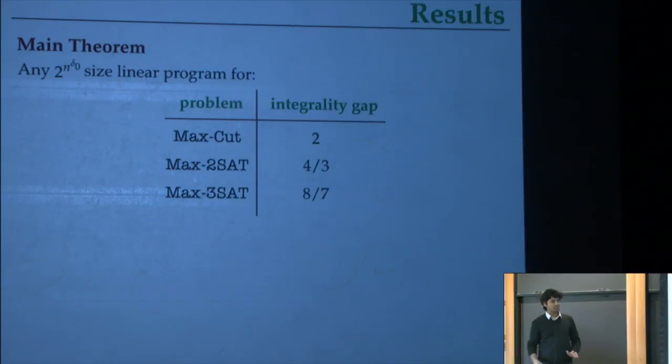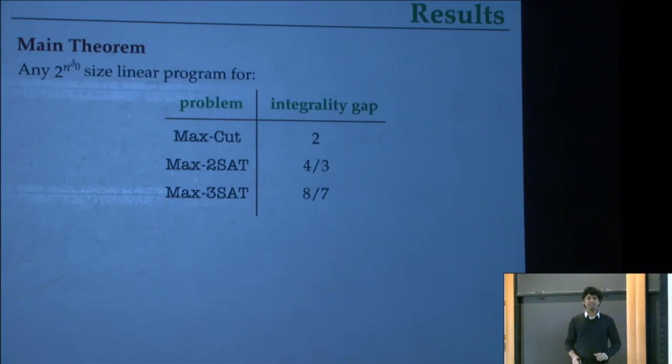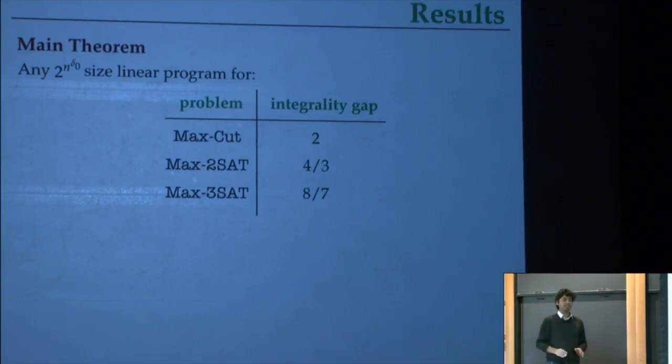If these numbers look weird to you, let me clear away the mystery. These are basically the approximation ratios achieved by the simple algorithm that simply returns a random assignment. So if you return a random cut, it's a half approximate algorithm, and this result is saying that even if you use a 2 to the n to the delta naught size linear program, you cannot beat the guarantees given to you by simply returning a random cut. In some sense these are just corollaries or examples of the lower bounds we prove.